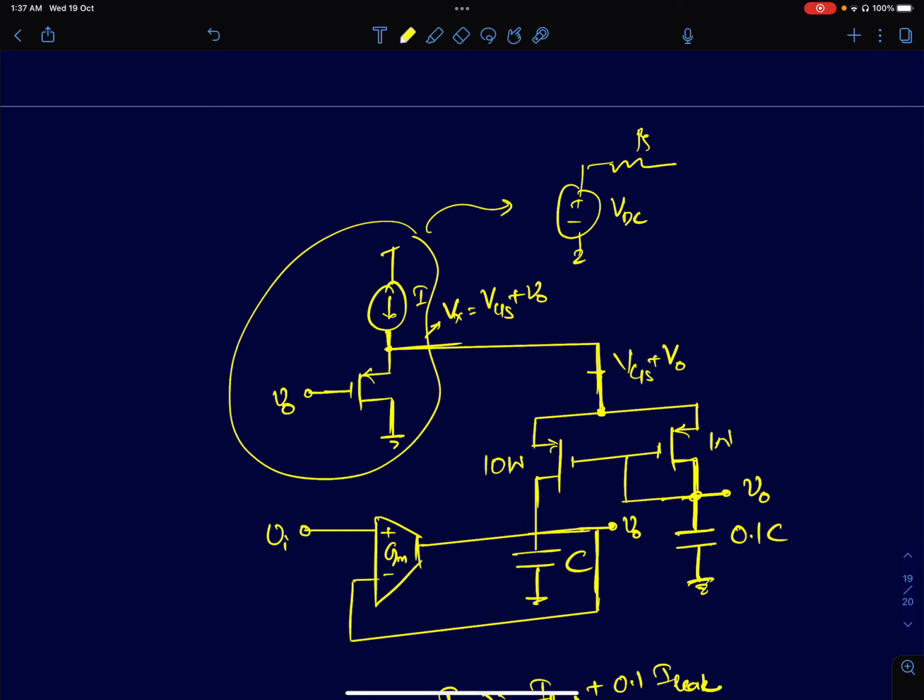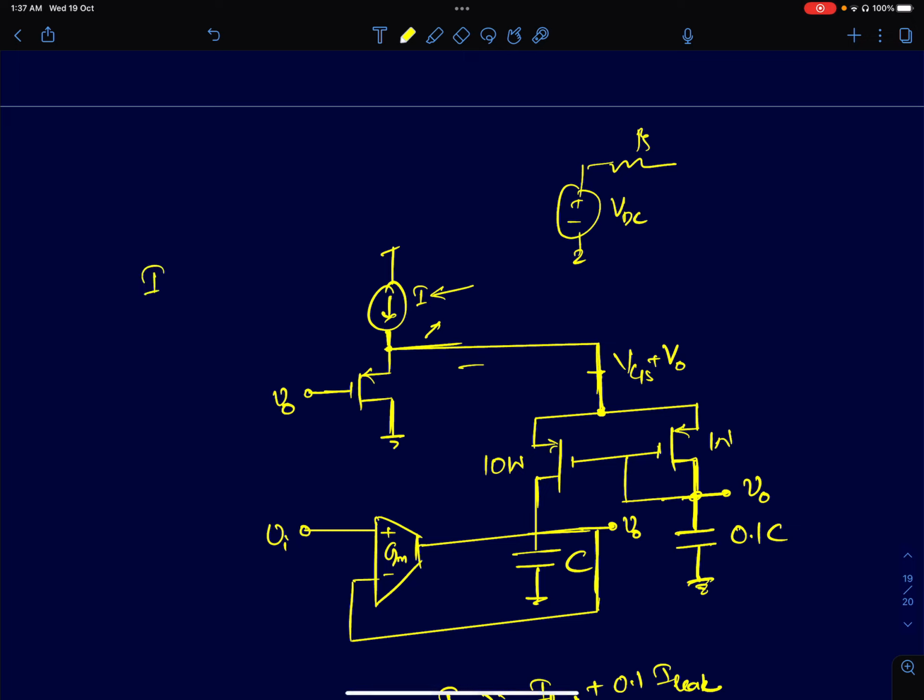Now all you need to do is see the looking-in impedance on this side, and ensure that this 1/Gm is smaller than the looking-in impedance. If you ensure that, then there will be no loading effect. Or said otherwise, all you need to do is keep increasing this current, choose this current I so large that it is much greater than 1.1 I leak.